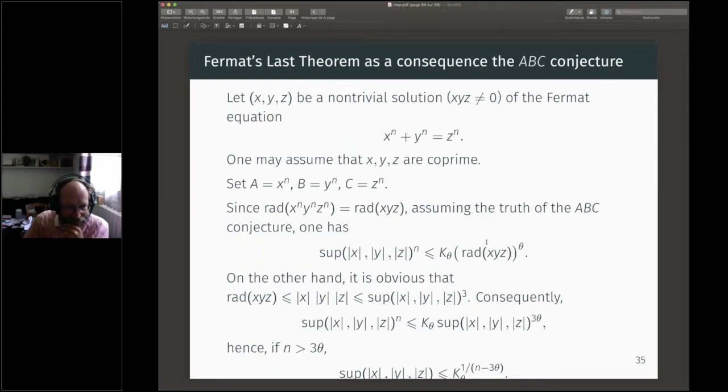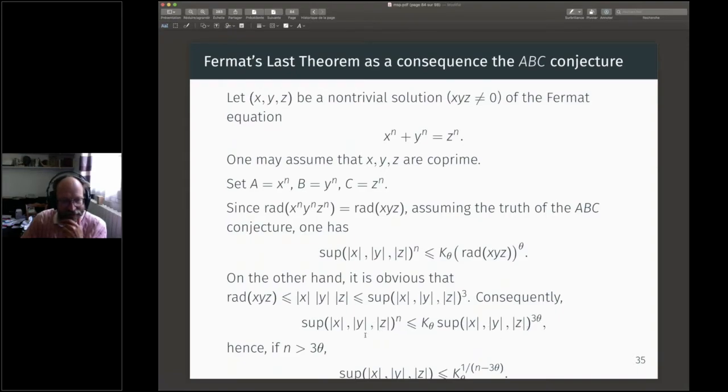On the other hand, the radical of x, y, z is smaller than the product of x times y times z, because here I have all prime numbers appearing in x, y, z with some exponents, and here I have the same prime numbers with exponent 1. And the product of 3 numbers is smaller than the largest of them to the cube. So finally, I get that the supremum of x, y, z to the n is smaller than some constant times the supremum of x, y, z to the 3 theta.